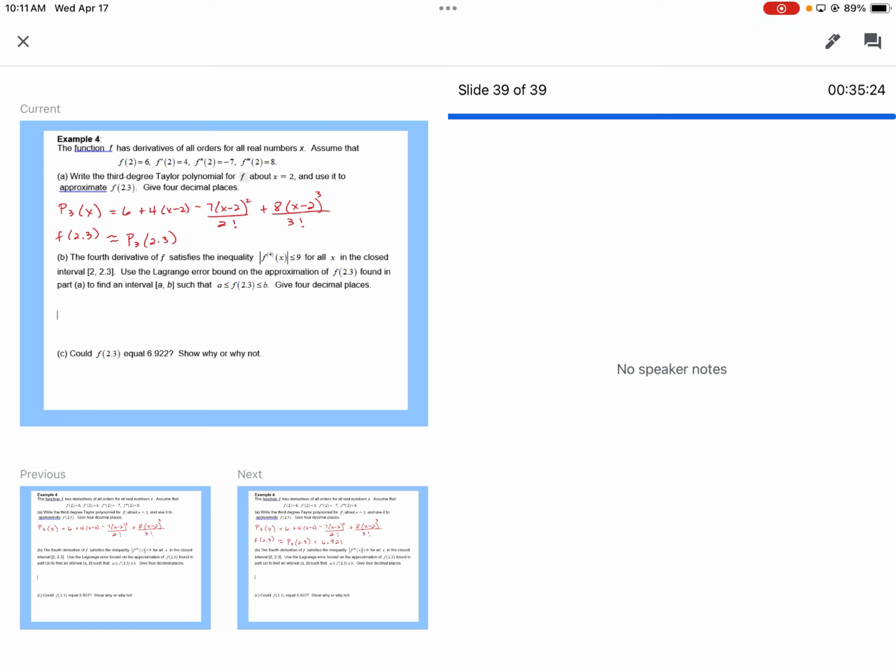Honestly, if this was a free response, I 100% would not actually show 6 plus 4 times 2.3 minus 2 and all of that nonsense. Okay? I would show this notation and I would type it in my calculator. And I would get this number back out.